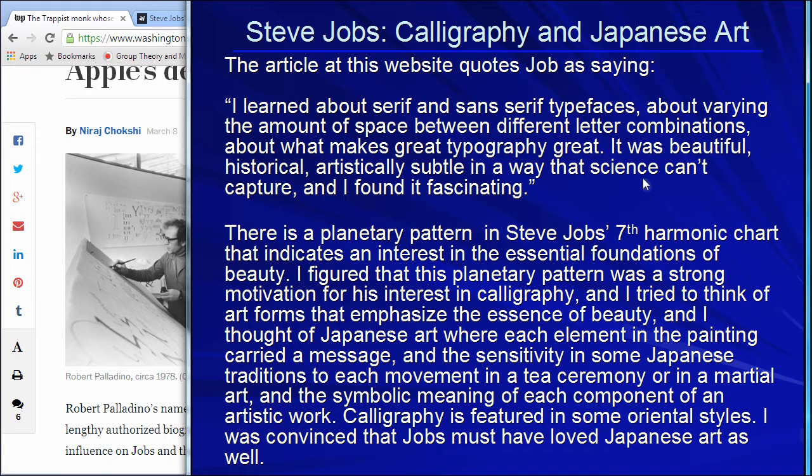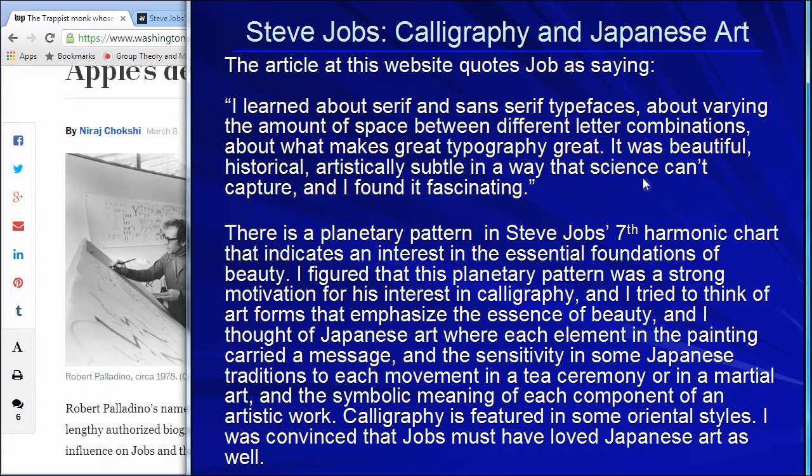I'm going to show you the pattern. But as I analyze it, it made me think of Japanese art. Now, I don't know a lot about Japanese culture. I'm not an expert in art history, but I think most of us have an image of Japanese art, at least some traditions of it, as focusing on what's essential, what's necessary, where every component in the artistic work has a symbolic meaning, where there's no waste.